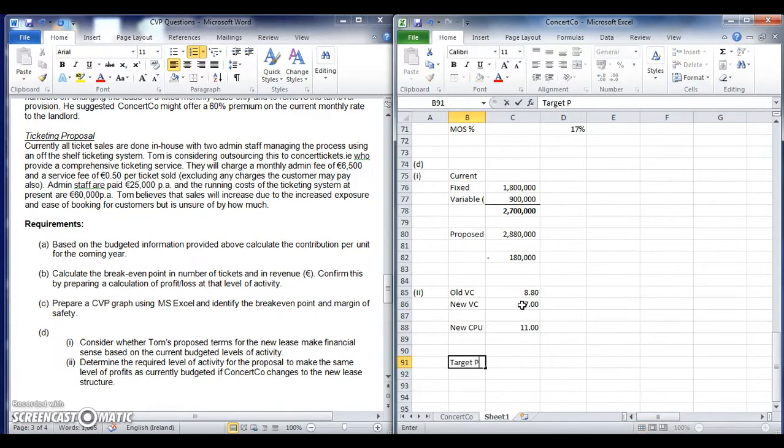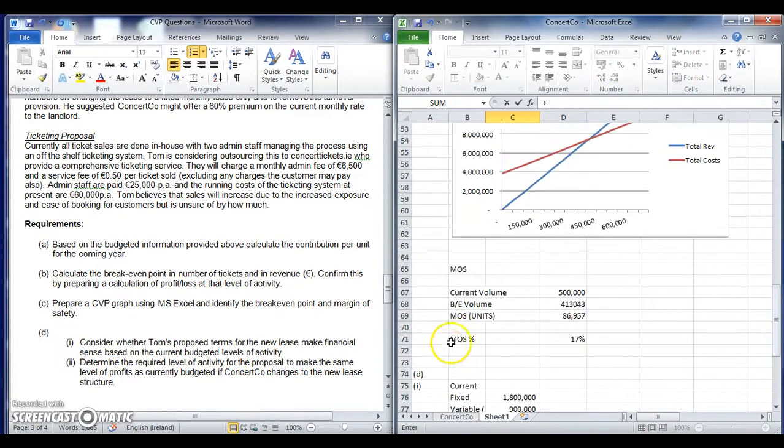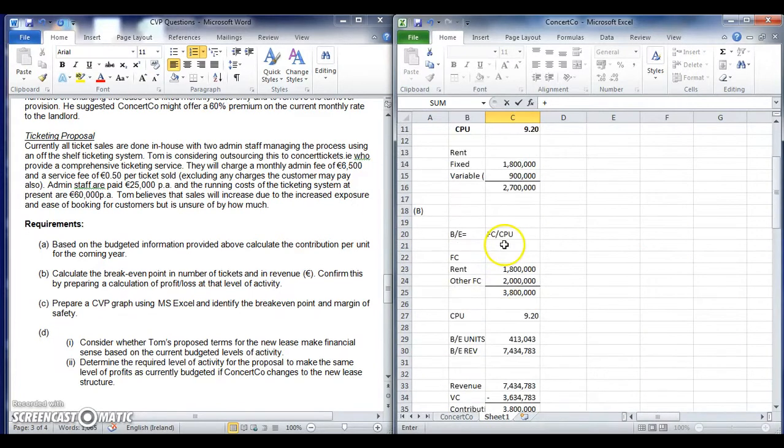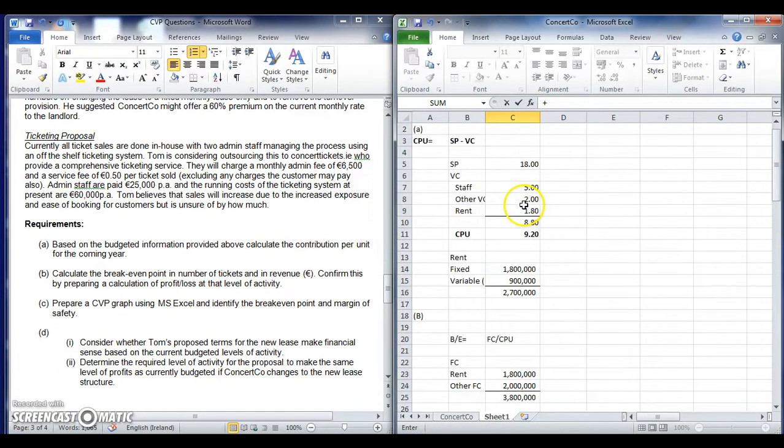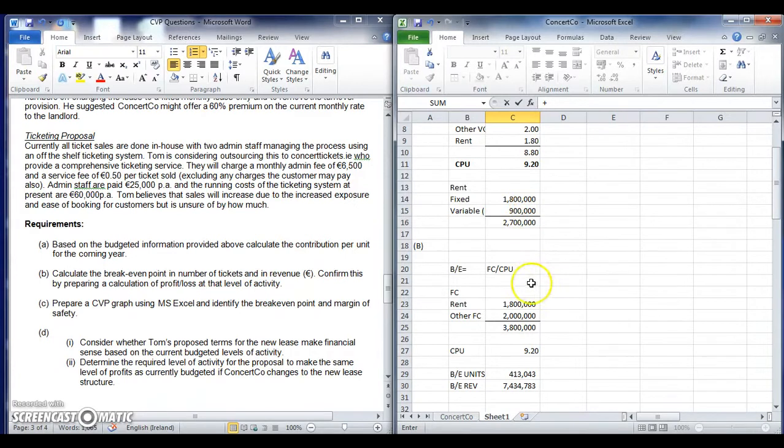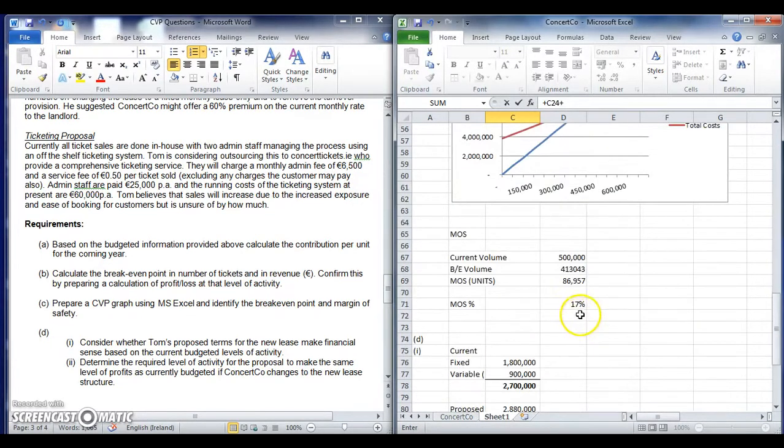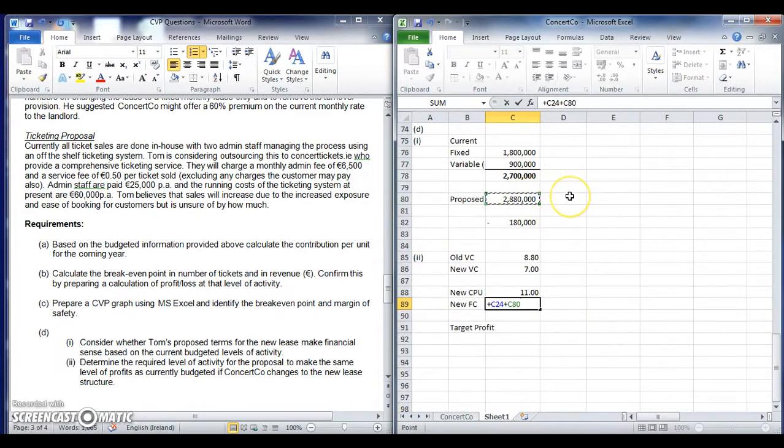Because essentially what we're trying to say is, based on this new cost structure of €11 a CPU and new fixed costs, our new fixed costs are going to be our old other fixed costs, which were 2 million, ignoring the rent for a second, plus our new rental cost, which is all fixed now, of 2.88. So our new fixed cost is 4.88 million.